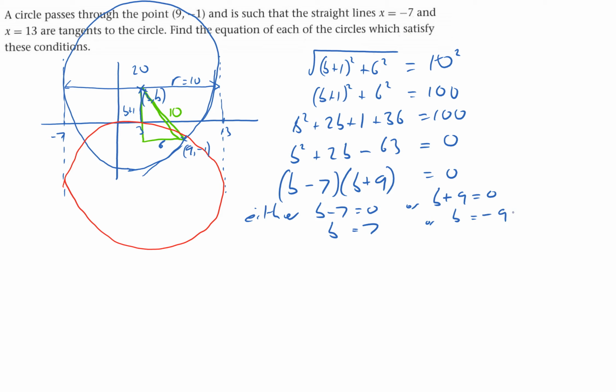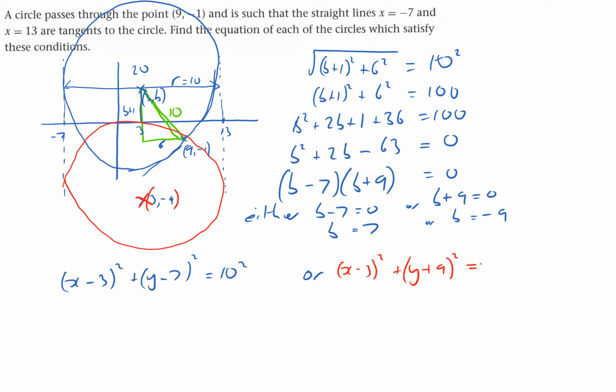And now we can work out what it is. Suppose b equals 7, then the center will be (3, 7). So I'd have x minus 3 squared plus y minus 7 squared equals the radius squared, 10 squared. Or the other one, where b was minus 9, would be the one down here, (3, negative 9). That's the red one. For the red one I would get x minus 3 squared plus y plus 9 squared, and that's again going to equal 10 squared, which is 100.